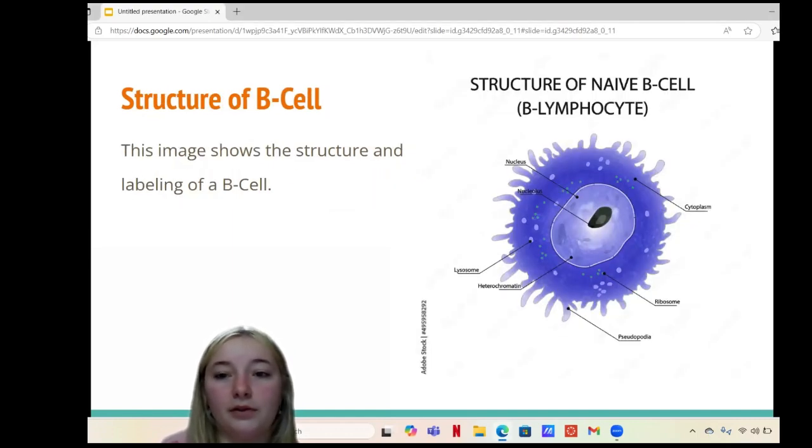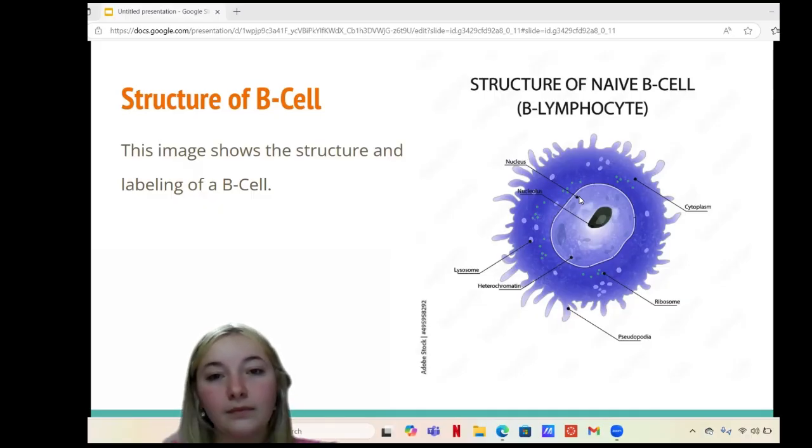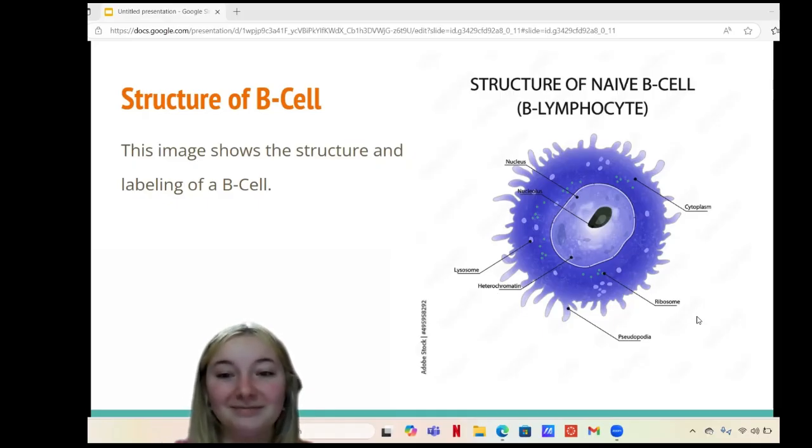So here we have the structure of a B cell. Here is the B cell itself, and here's the nucleus, and here's the nucleolus, which is common in any type of cell. The chromatin, and then it has multiple different aspects to it, like the cytoplasm.